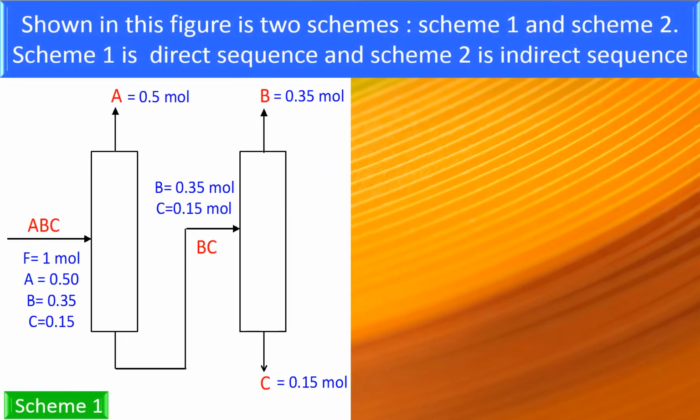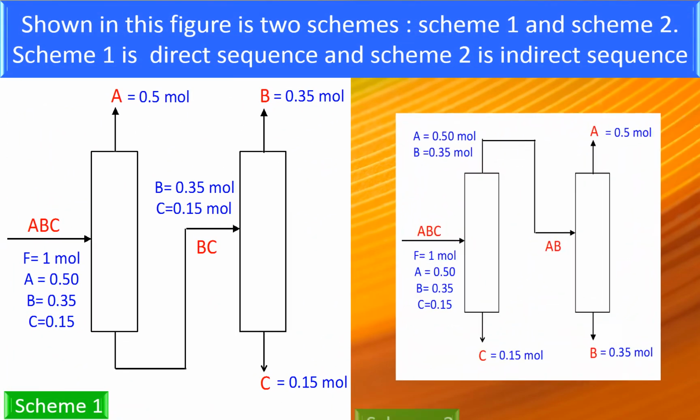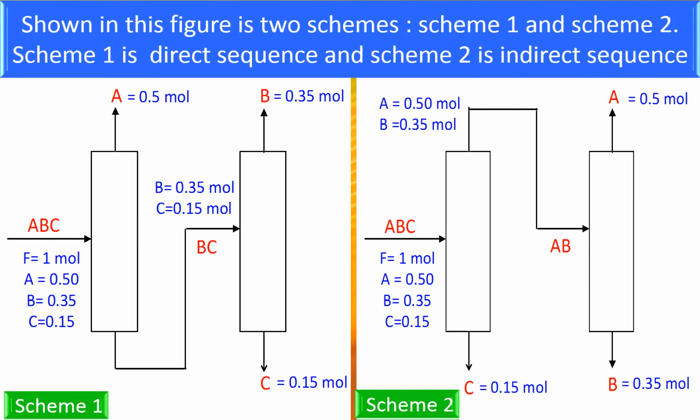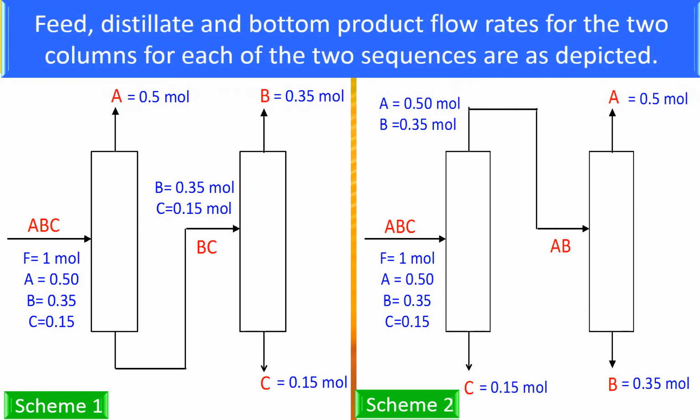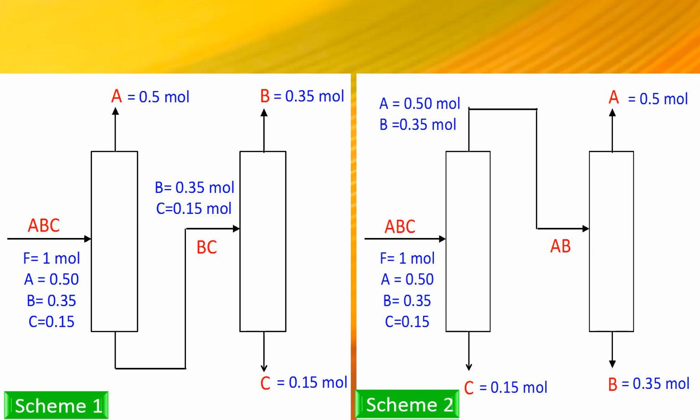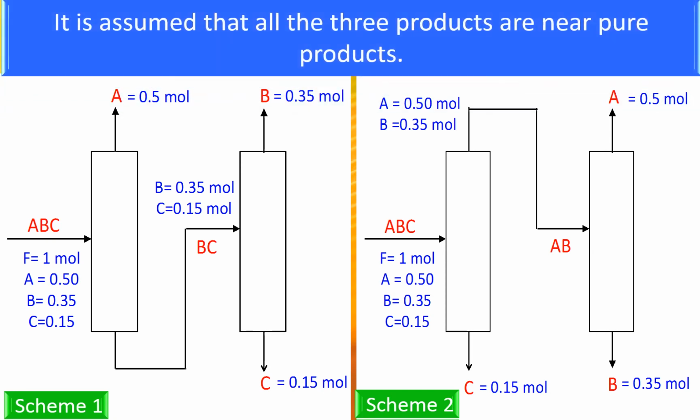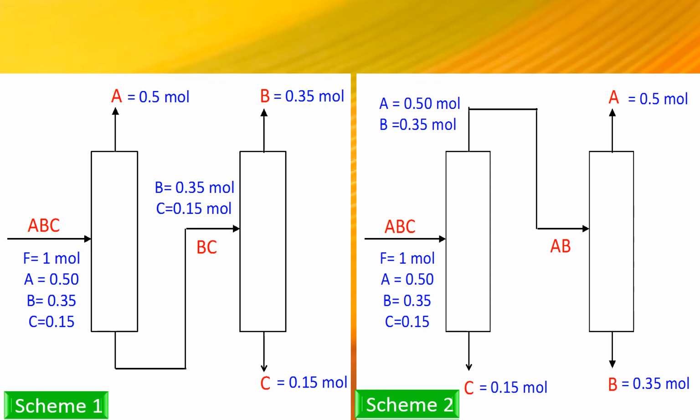Shown in this figure are the 2 schemes, scheme 1 and scheme 2. Scheme 1 is a direct sequence and scheme 2 is an indirect sequence. Feed, distillate and bottom product flow rates for the 2 columns for each of the two sequences are as depicted. It is assumed that all the three products are near pure products.